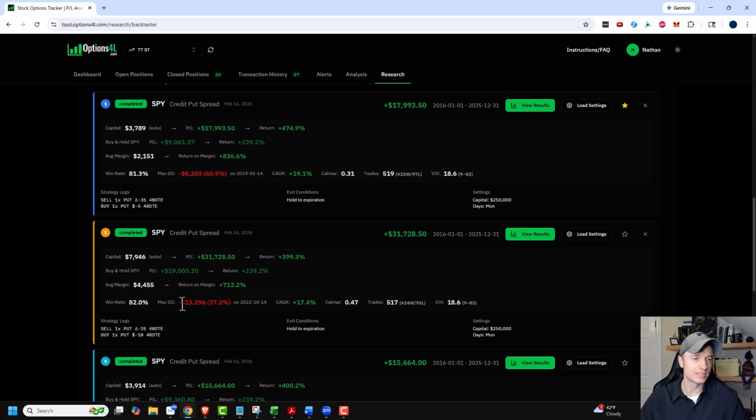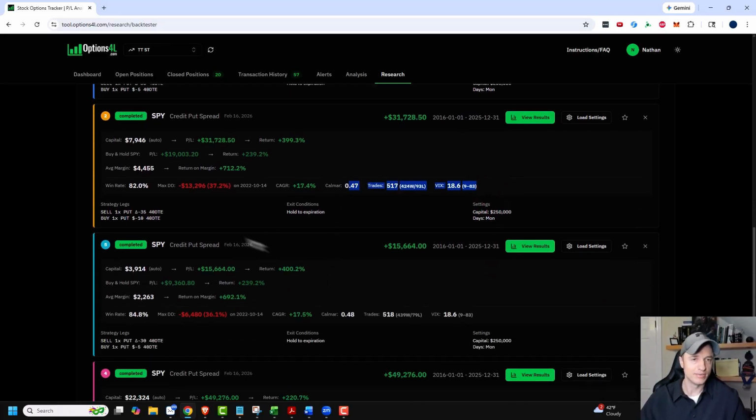Our max drawdown was $13,296 or 37%. So quite a bit smaller max drawdown at 37% compared to nearly 61%. But the dollar amount's larger because we had more capital involved with this particular back test. But by having that smaller max drawdown, at least percent-wise, that really increased our Calmar ratio. We're at 0.47 compared to 0.31. But our CAGR was 17.4%. So, it's a fine trade. I want to look at the other back tests first before favoriting this one. Let's move on and see what this one provided.